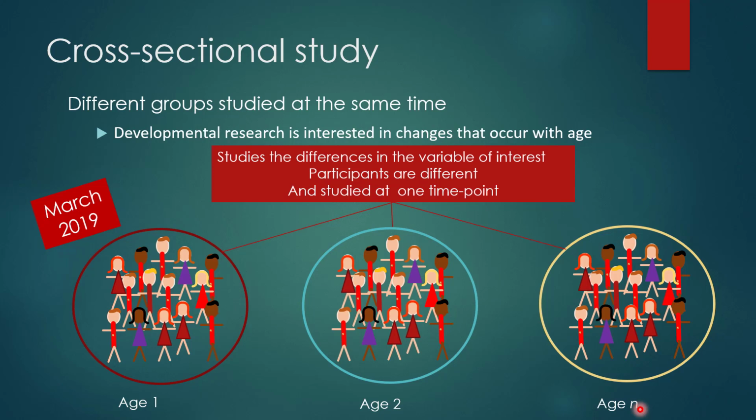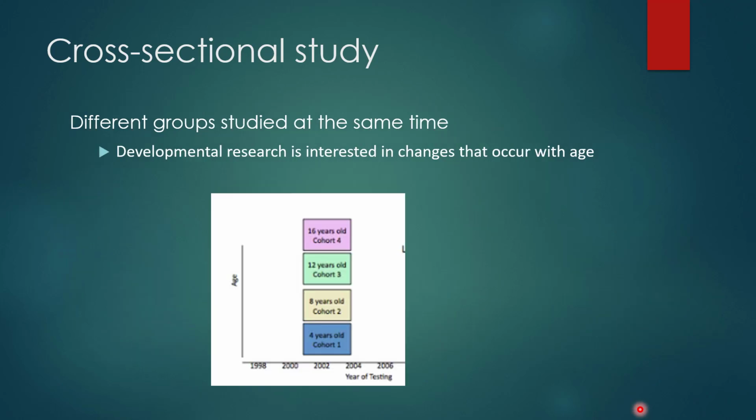Another example, think instead of age 1, 2, and 3, maybe it's 20, 40, and 60-year-olds, such as looking at the ability to learn a computer application, and then how that changes as individuals get older. Here's just another way of looking at that. I'm showing you again here we have 4-year-olds, 8-year-olds, 12-year-olds, and 16-year-olds. They're all measured here in 2002. So that means we have 1, 2, 3, 4 cohorts all measured at the same time.